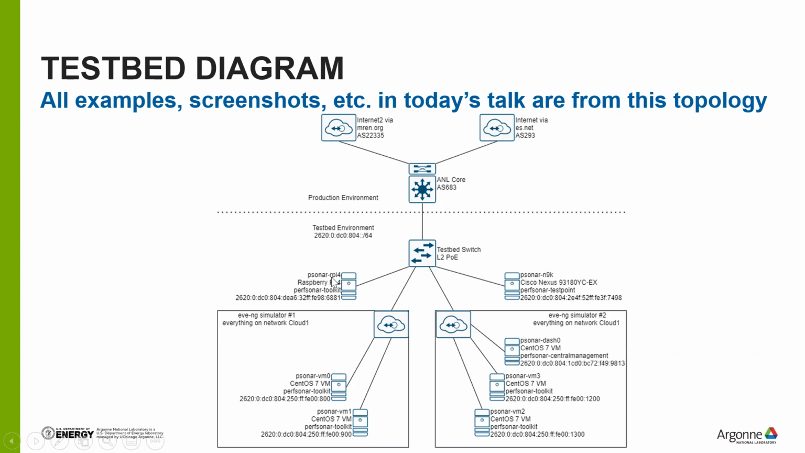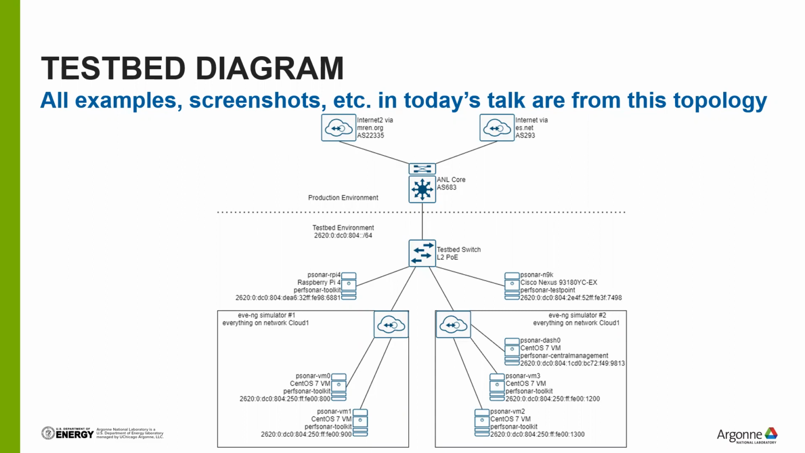PSONAR-RPI4 over here in the corner. And then we have the Cisco NX-OS switch, in this case, a 93180YC that's running that perfsonar-testpoint container on the right side. Now, again, I'm a network guy. We're on a network test bed. We typically don't have hypervisors just hanging out in the test bed for us to play with, but we did have some EVE-NG Community Edition network simulators where I do have the capability of running VMs and all types of different switch images and things like that.